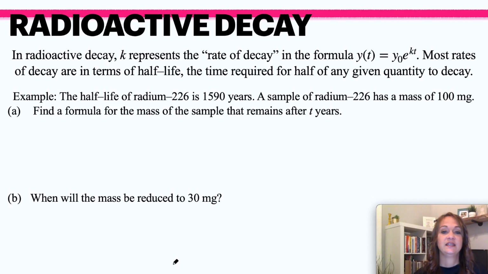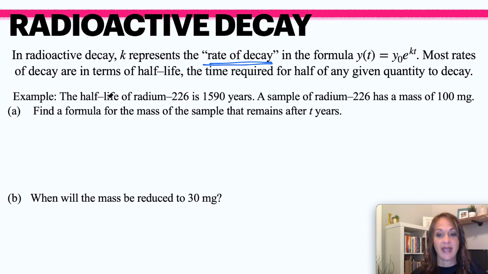Radioactive decay is doing the rate of decay in this case for k. Most rates of decay are in terms of half-life, which is the time required for half of any given quantity to decay. So for example, the half-life of radium-226 is 1590 years. So let's say a sample has a mass of 100 grams. We want to know what is the mass of the sample that remains. So basically we want to know the formula.